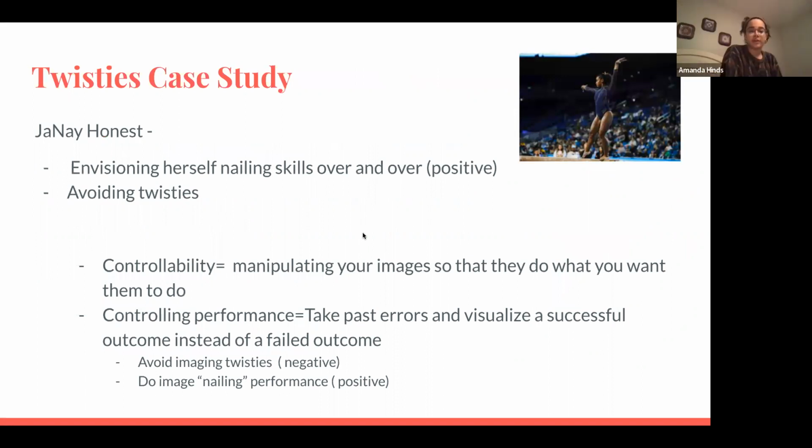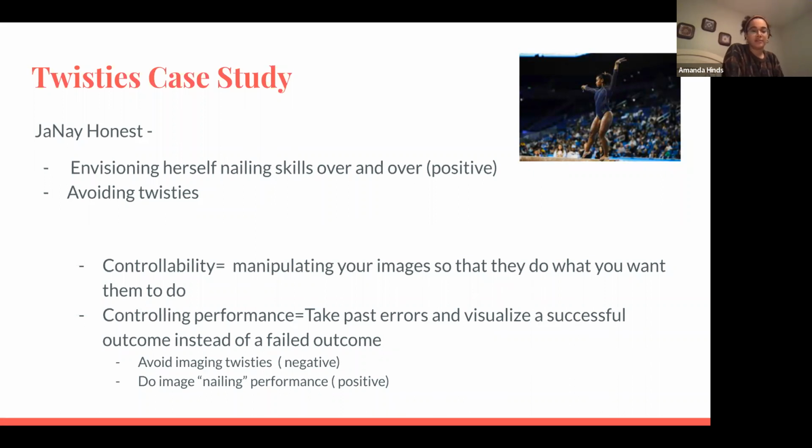So in this article, we chose to look at Janae Honest, who is a gymnast mentioned in it. Surprisingly enough, we didn't choose Simone Biles, but Janae's story seemed to fit really well with some of the things that we've been learning in class. So she would envision herself nailing skills over and over again, which was just a positive reinforcement. And she would imagine herself avoiding twisties.